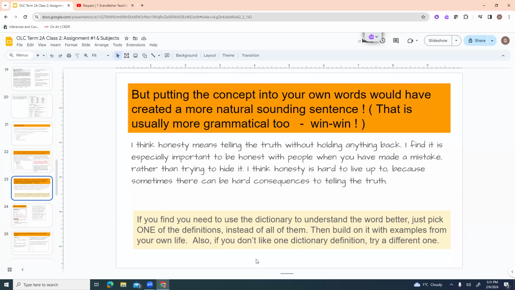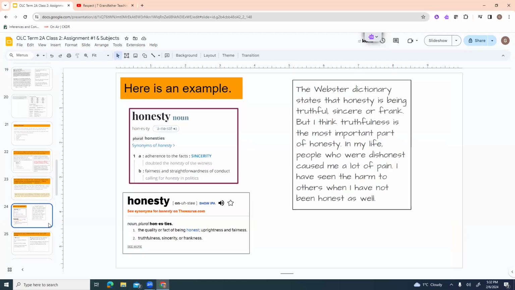Hey, I looked in Webster's for this, and only pick one. Don't try and use all of them. Some dictionaries might list like 10 definitions for a word. That becomes really long because we're only writing half a page. And then again, always connect it to some examples from your own life. And if you don't like one dictionary definition or you think it's confusing, pick a different one. You should have some either in your learning center or there's a whole bunch online if you want one.